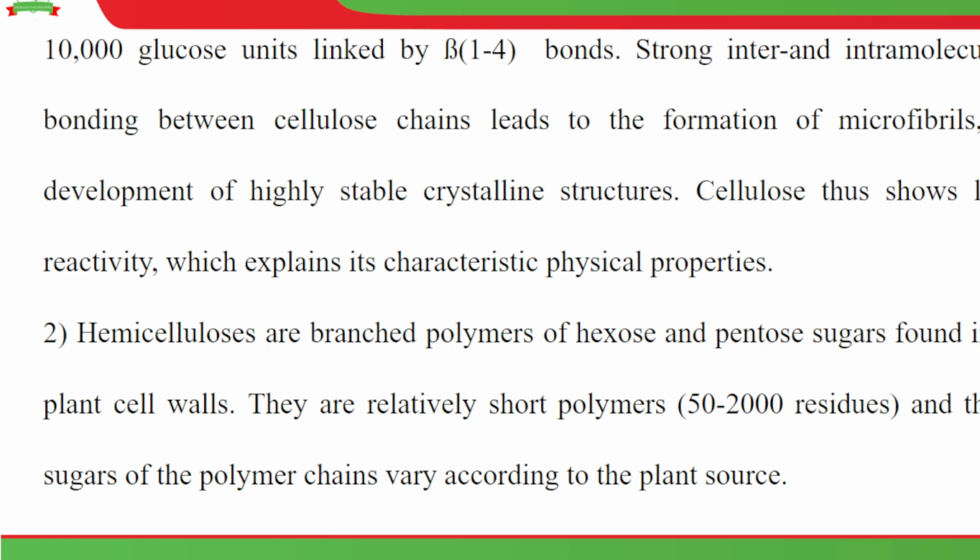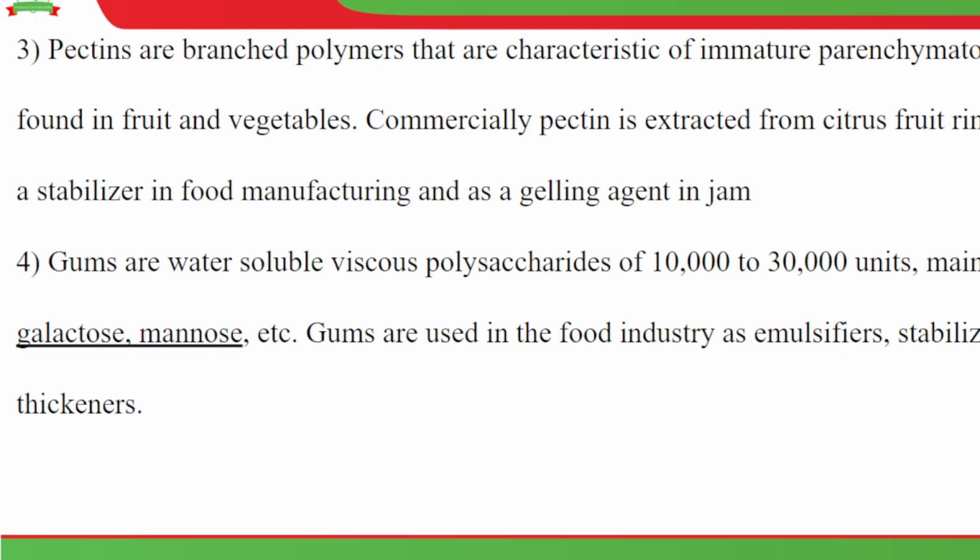So each plant has its own kind of content of the pentoses. We may have a neem tree having its own pentoses and sugars, forming them together. And if we have eucalyptus, it has its form differently. And up next is what we call pectin. Pectins are branched polymers that are characteristic of immature parenchymatous tissue found in fruits and vegetables.